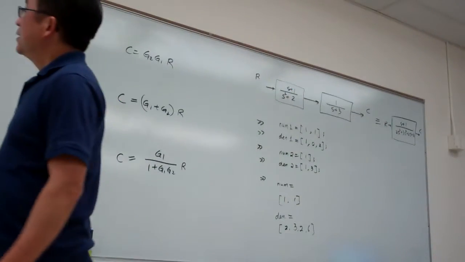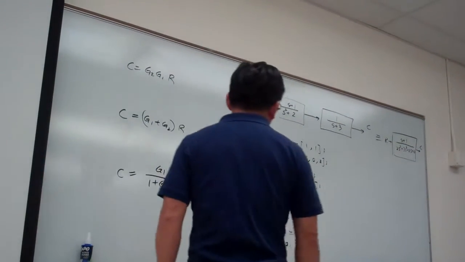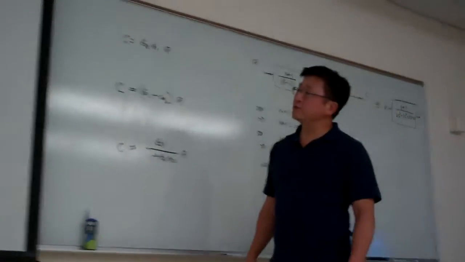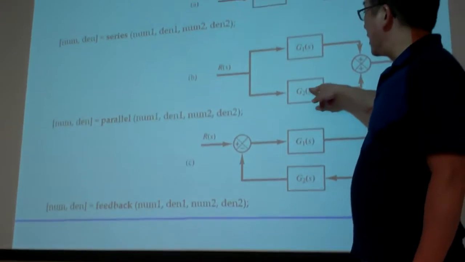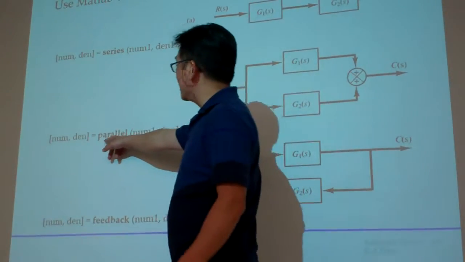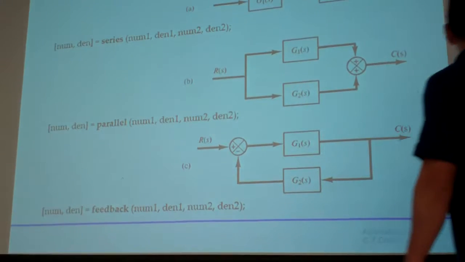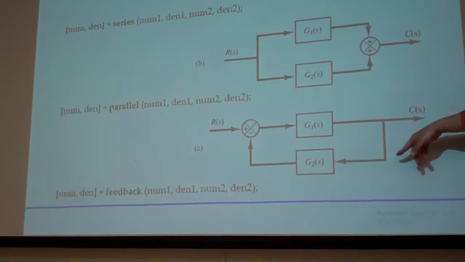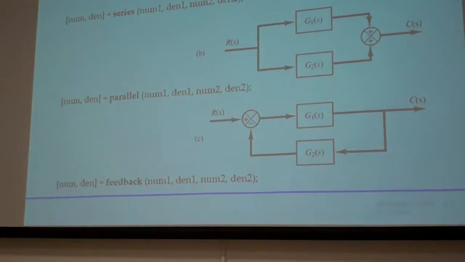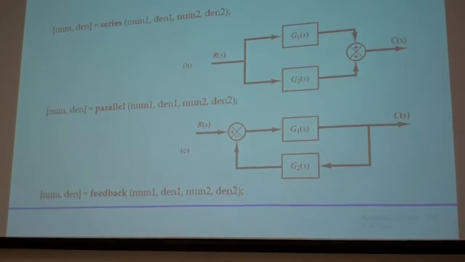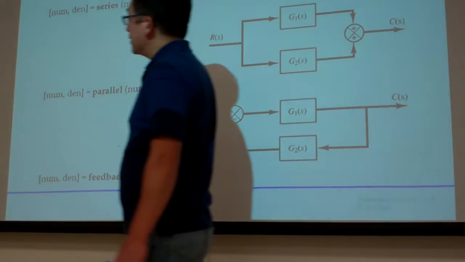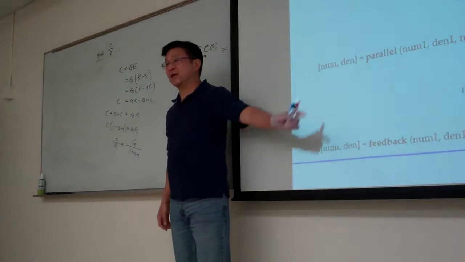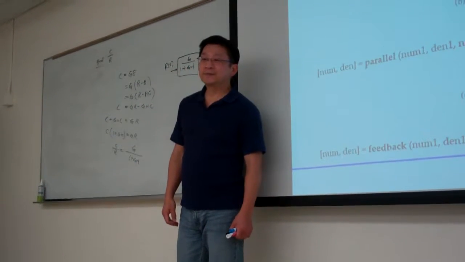Okay. For this one, again, if you describe your individual blocks and then use the parallel command, and again you hit return, then MATLAB will give you the result. And the same thing for the unit feedback here. Personally, in my experience, I found that if I derive by hand manually, this way is quicker than running MATLAB.